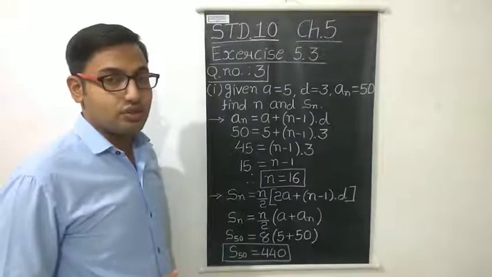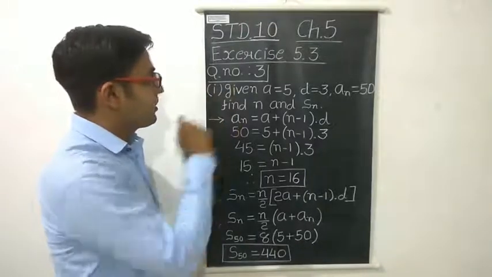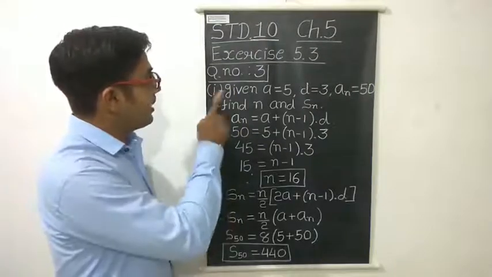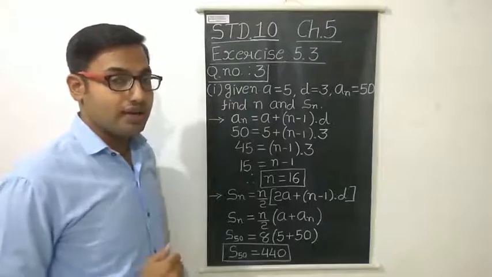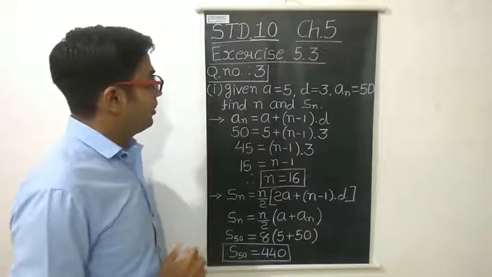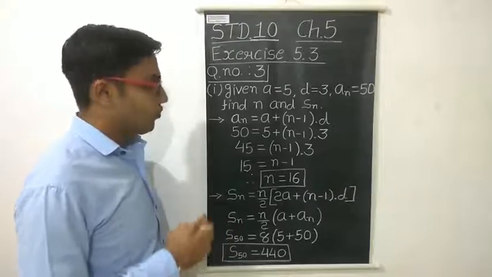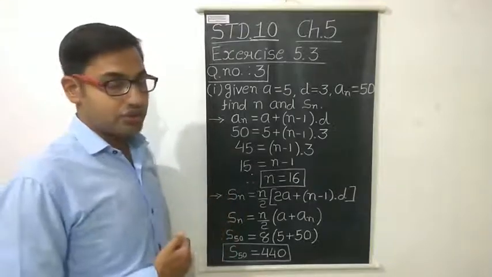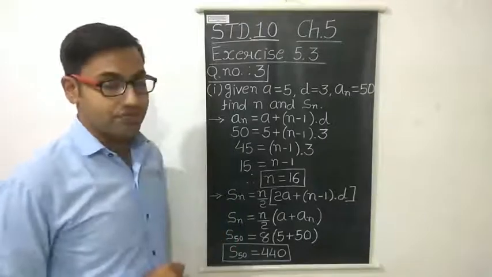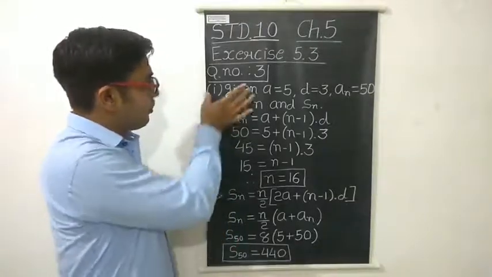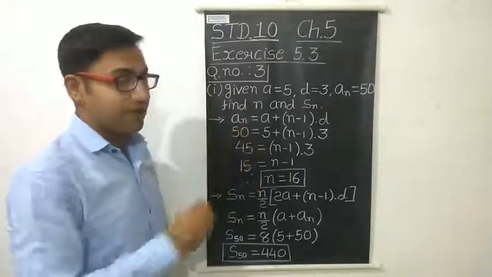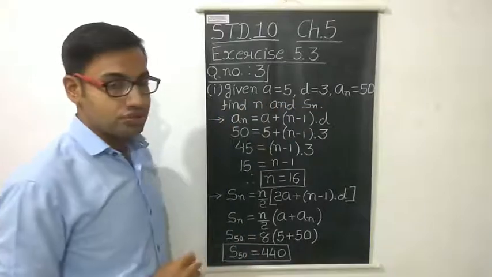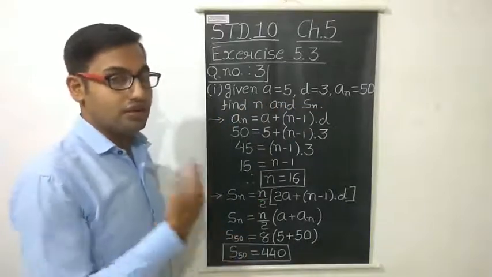Hello students, today we will study exercise 5.3, question number 3. This is the topic of standard 10, chapter number 5, arithmetic progressions. In this question, there are some sub questions. We will study the first sub question, and all the sub questions of question number 3 are of the same type, in which we have given some values and we have to find some other values.